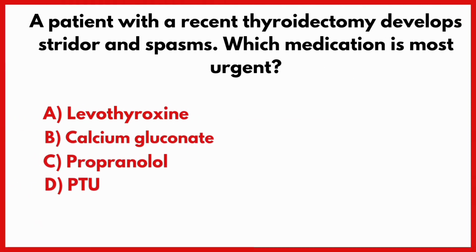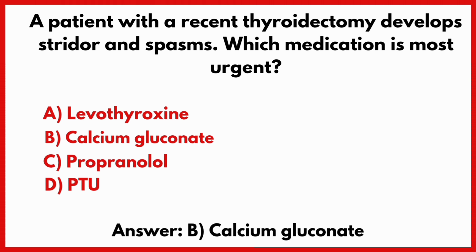A patient with a recent thyroidectomy develops stridor and spasms. Which medication is most urgent? Correct answer is option B, calcium gluconate.